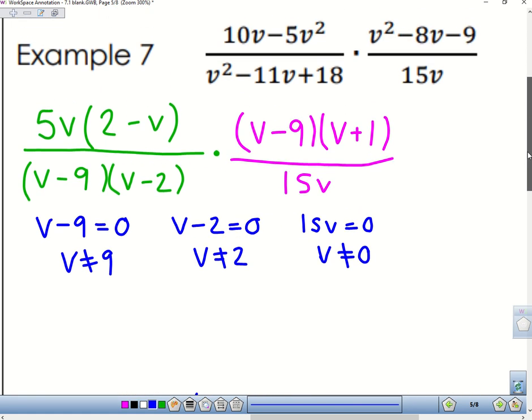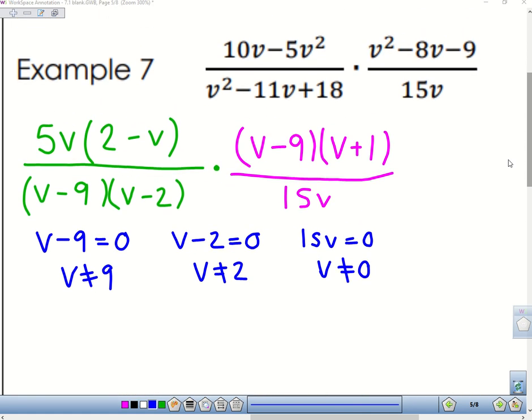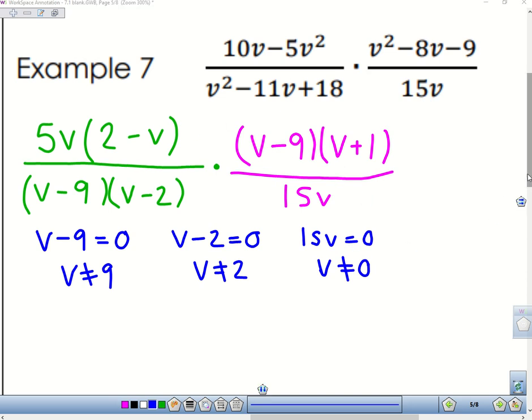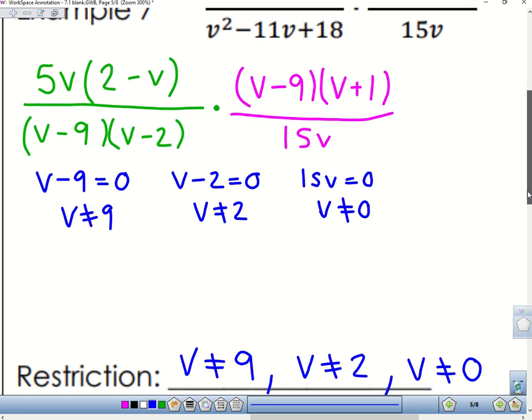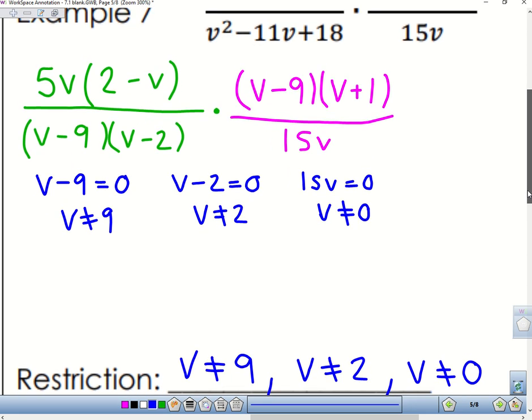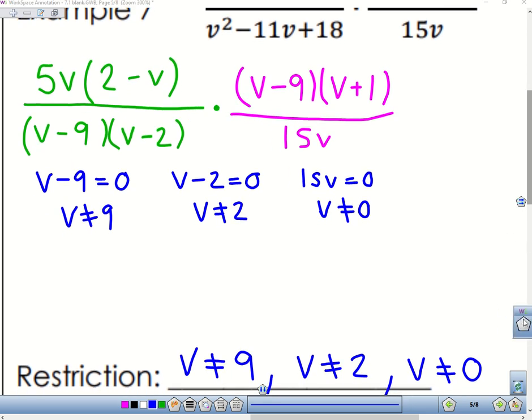Negative 1? Oh, you don't worry about the top, just the bottoms, because it just can't be the denominator that's 0. It's okay if the numerator is 0. Yes, so always just the denominators. So, any questions about how I found the restrictions?